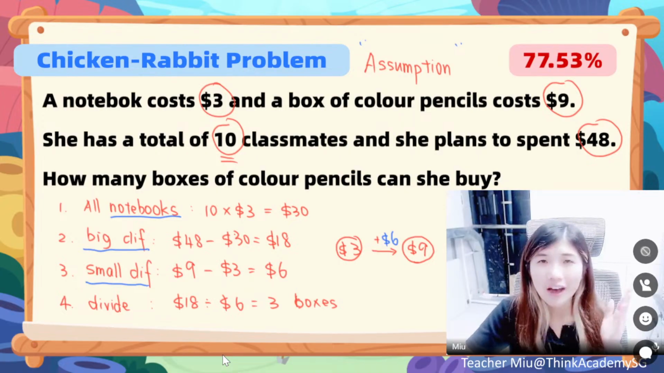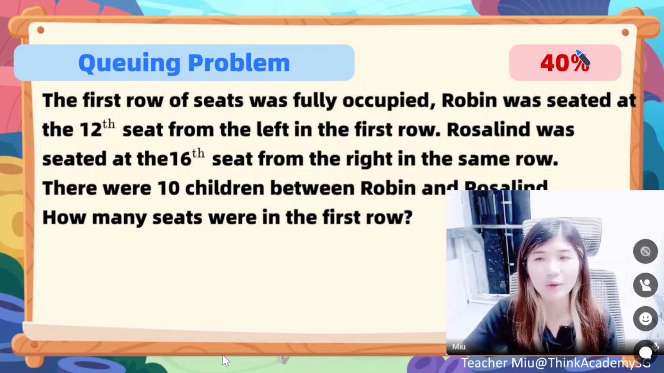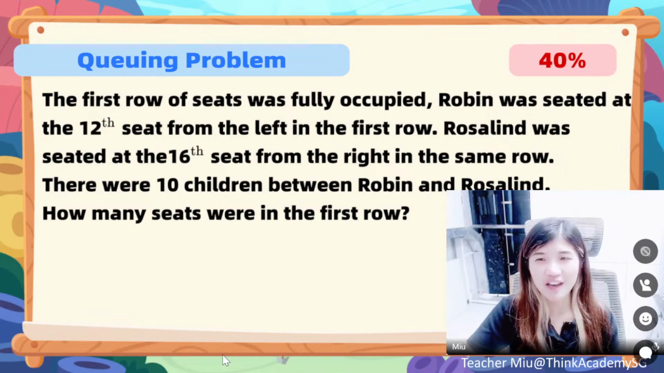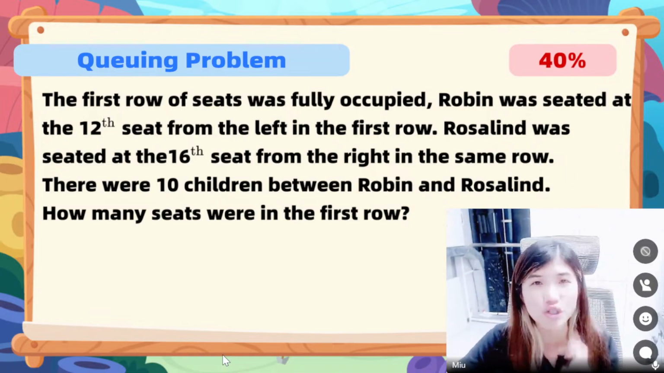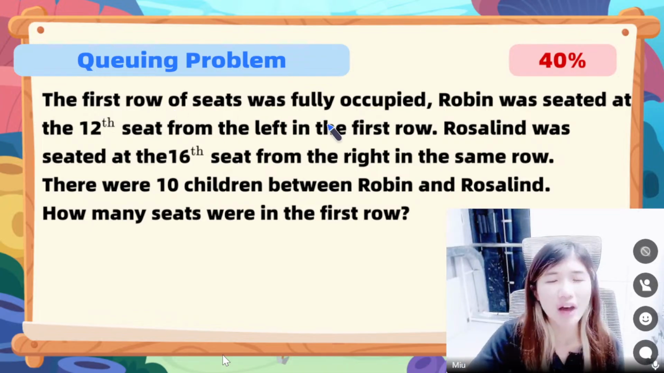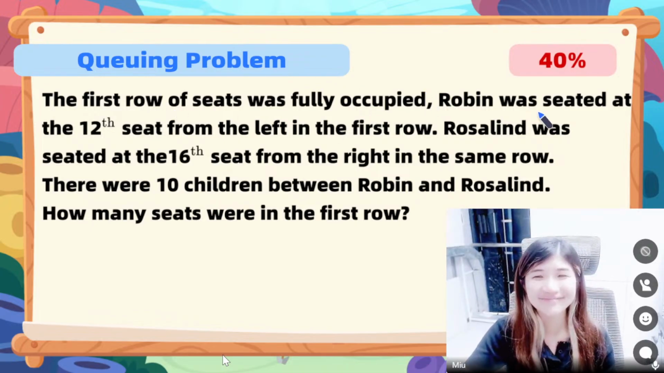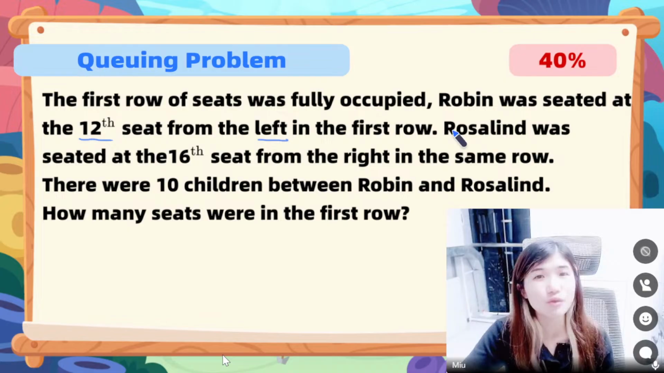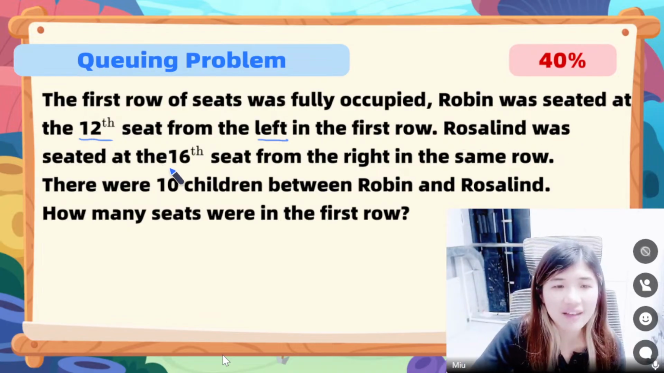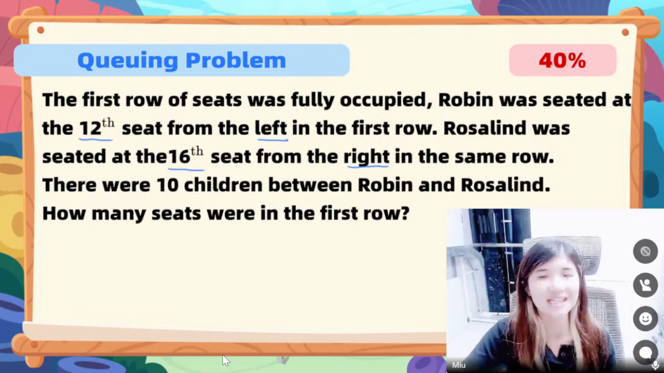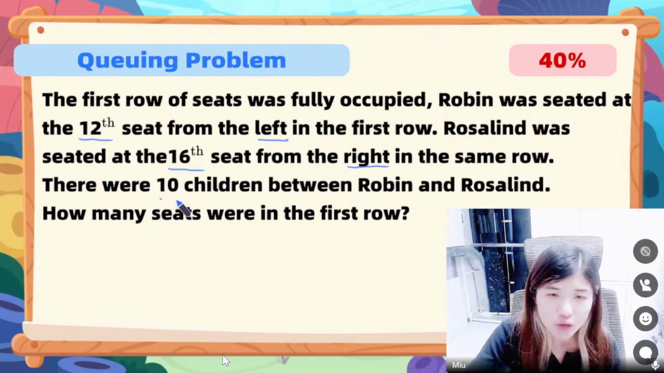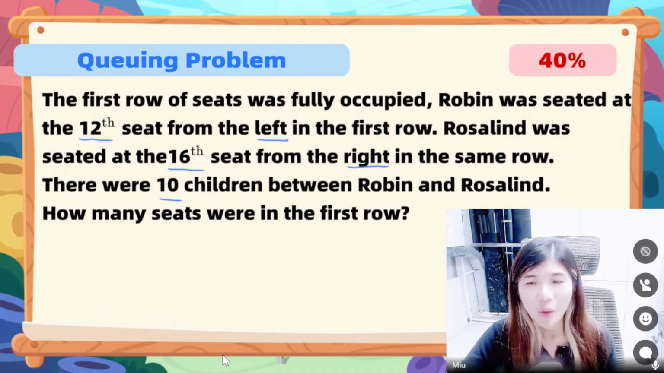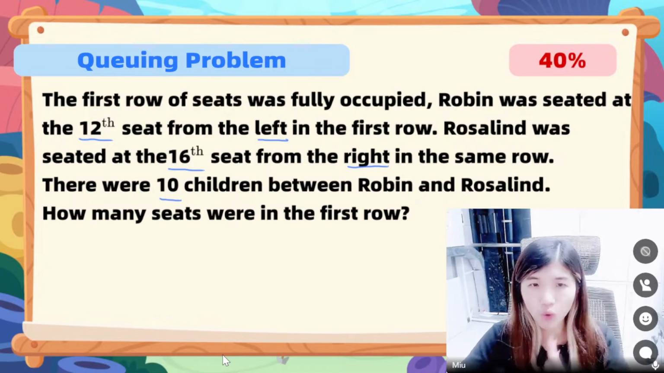For the words problem, we still have one very difficult one, which we only got 40% correct. Oh no. This one is very difficult since you need to think about the two different situations. It's like the first row of the seats was fully occupied. And Robin was seated at the 12th seat from the left in the first row. Rosalina was seated at the 16th seat from the right in the same row. So there were 10 children between Robin and Rosalina. How many seats were there in the first row? What makes this question difficult is, do you know who is at the left and who is at the right?